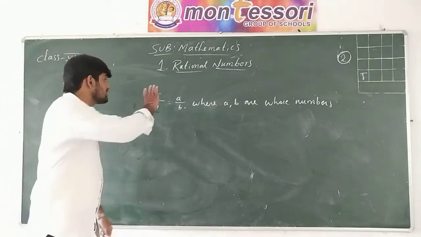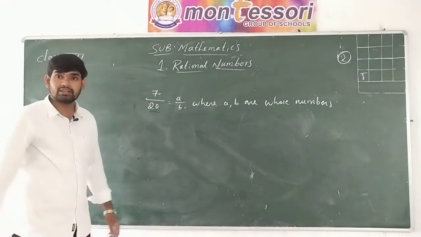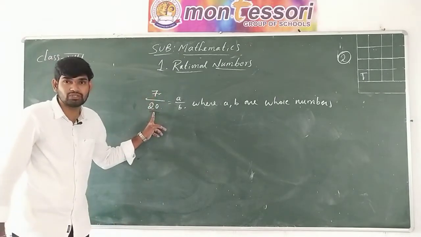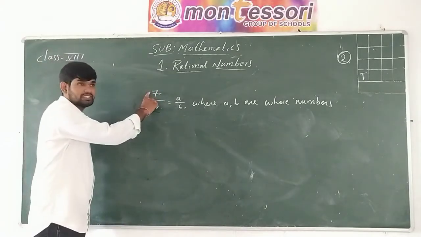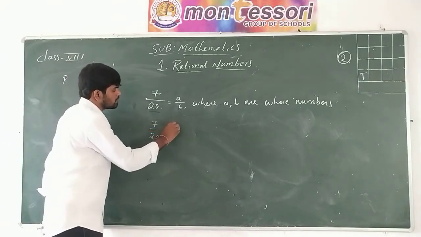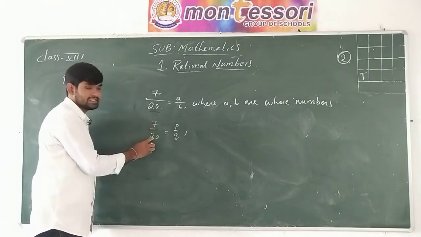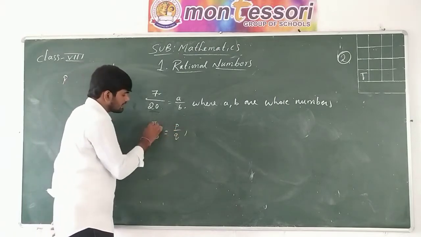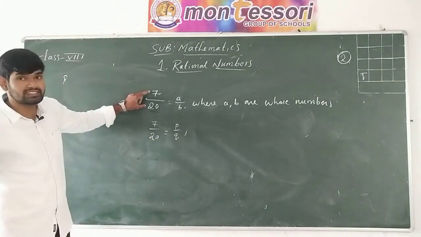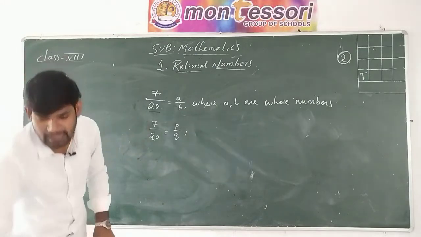But I will say it is also a rational number. Why? Now look here. What is 7? It is a whole number as well as an integer, a positive integer, and 20 is also a positive integer. Both are positive integers and it is in the form of p by q also. 7 by 20 is equal to p by q, where p is 7 and q is 20. Both are integers, it is in the form of p by q, and the denominator is not equal to 0. So we can say 7 by 20 is a fraction as well as a rational number. Let me take one more example.